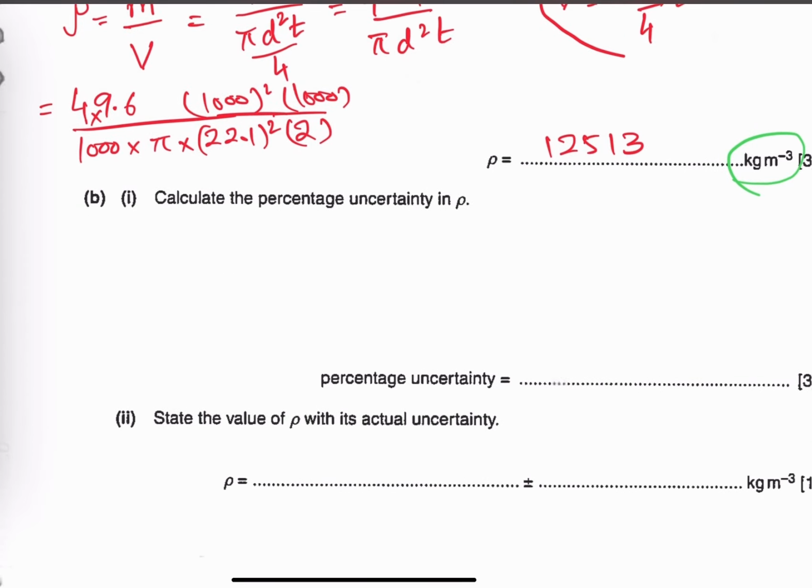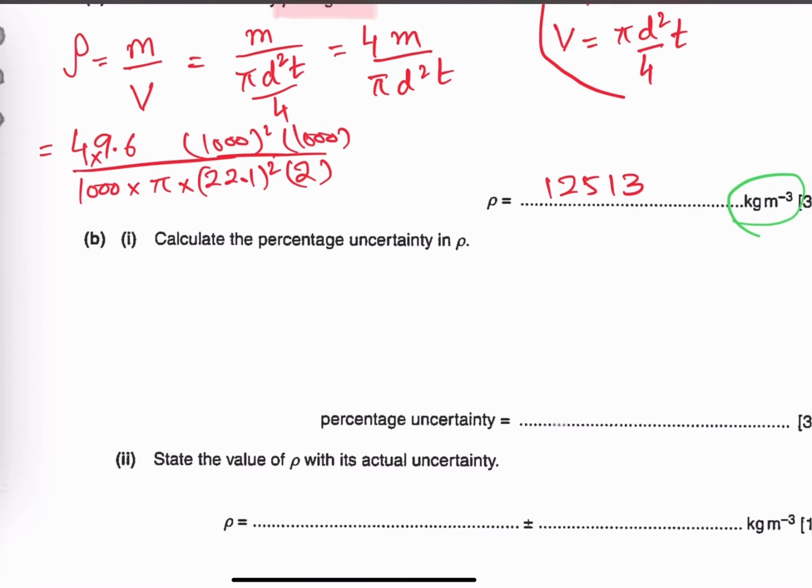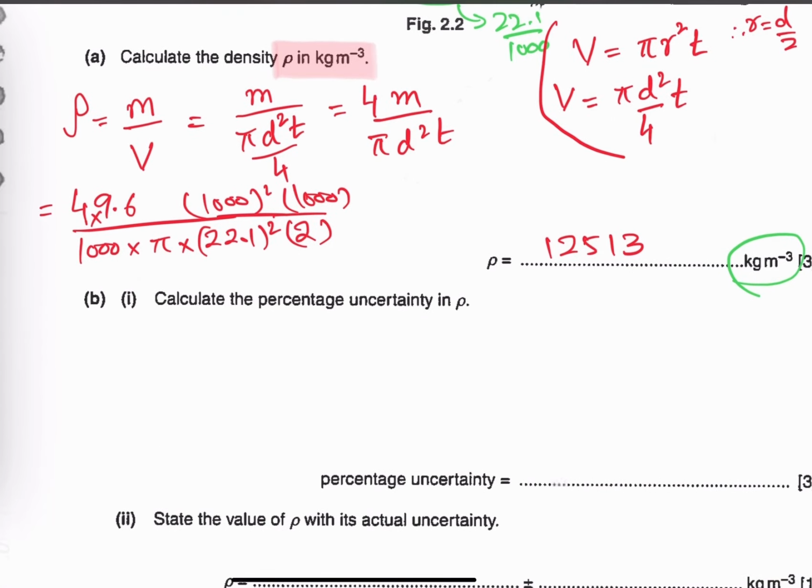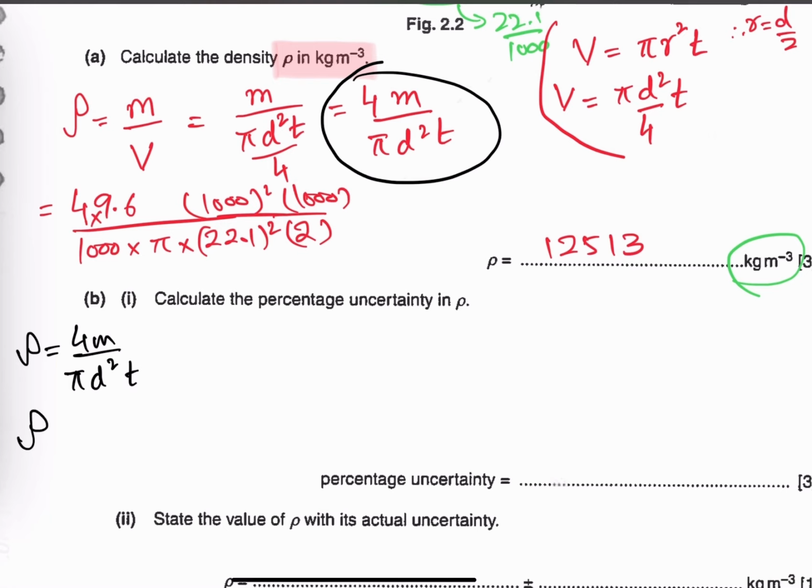Calculate the percentage uncertainty in the density. So the density formula that we have calculated is this one. Basically density is 4m divided by pi d squared t. So I can write it as density is proportional to m over d squared t, removing the constants, the numbers. The rule for the percentage uncertainty is whenever the quantities are multiplied with each other or divided by each other, their percentage uncertainties will be added.